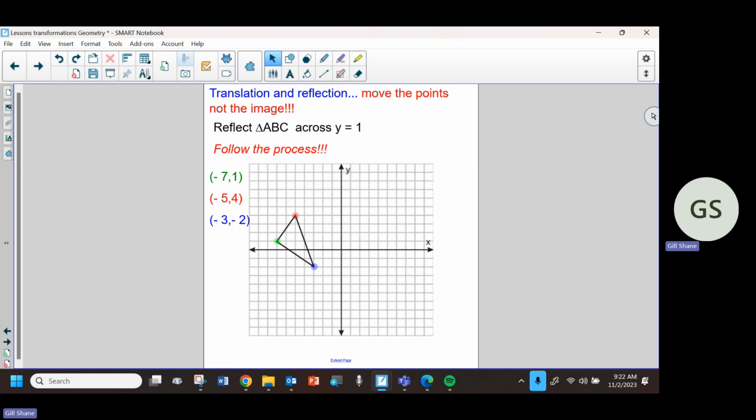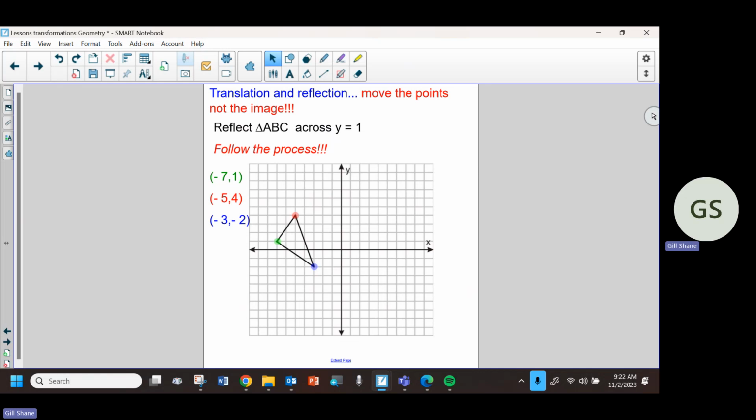Where would the line of reflection be? Well, if y equals 1, every y on the line has to be 1. So it has to be left and right, right? Because if I draw it up and down, then the y value is changing. So you go left and right along the line. Good.